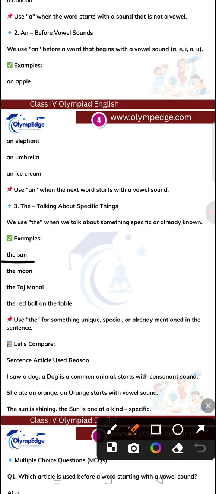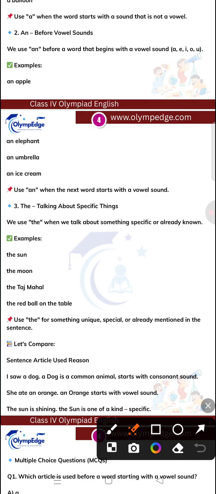For example, here the sun. So sun is a particular thing, right? And sun is only one, right? So here we say the sun. Then again, moon. Moon is a particular thing, right? So we say the moon. Then here we have the Taj Mahal. Taj Mahal is a name of a particular building, right? A monument, right? So we say the Taj Mahal.